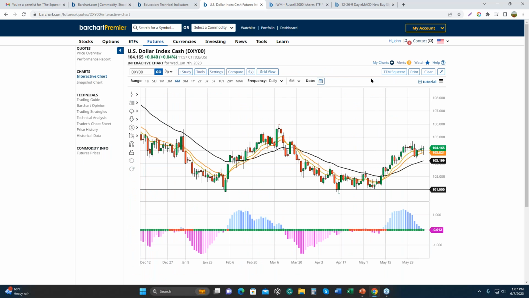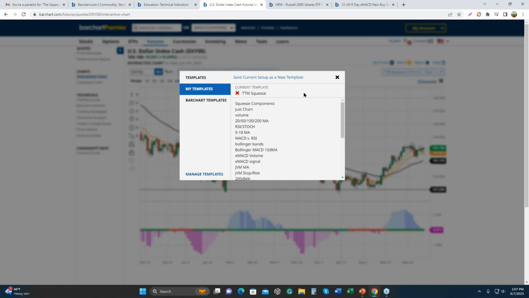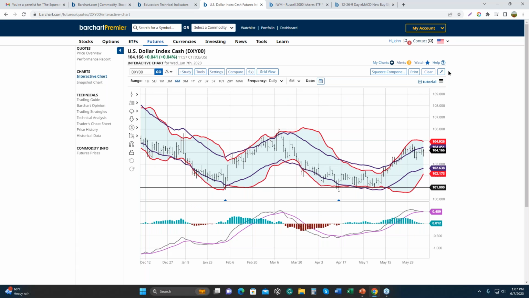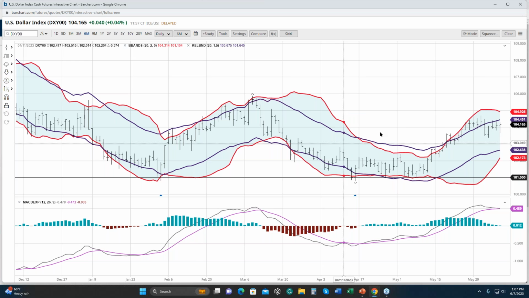So I'm going to go to the dollar index, and I've created a template that mimics what the squeeze does. Let's blow this out so we can see this. So what is this concept of the squeeze?